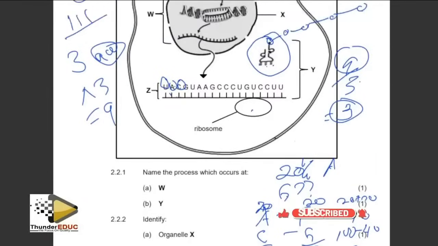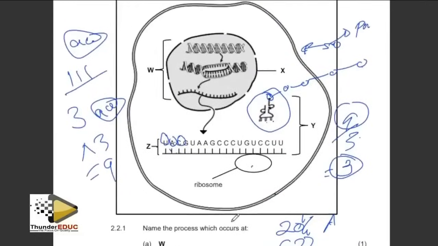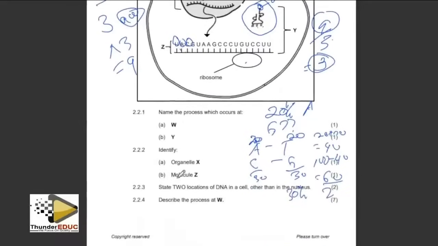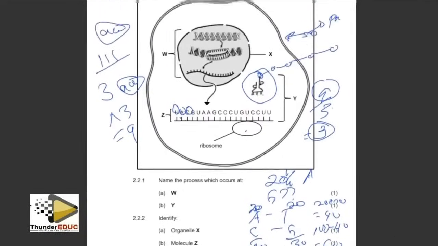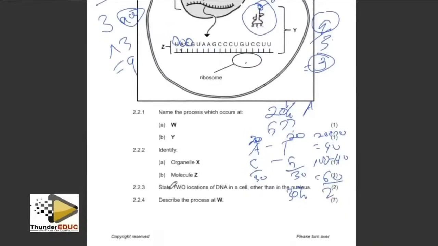I'm using these as examples. So we are saying, which organelle is X? We have seen organelle X is the nucleus. And then which molecule is Z? Where is Z? It is messenger RNA. Don't just say RNA, it's messenger RNA.